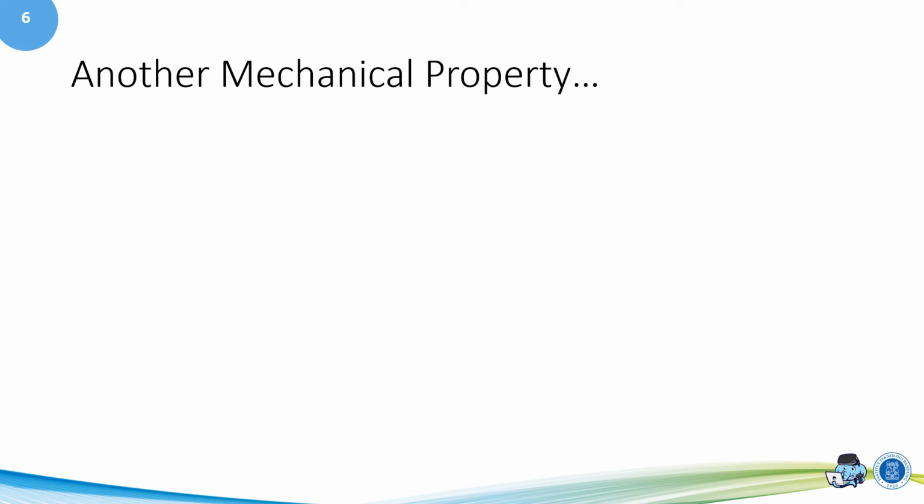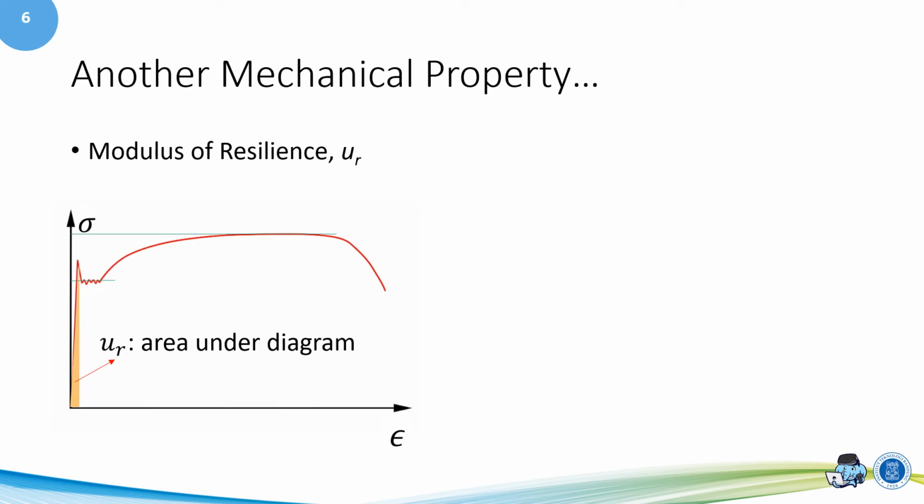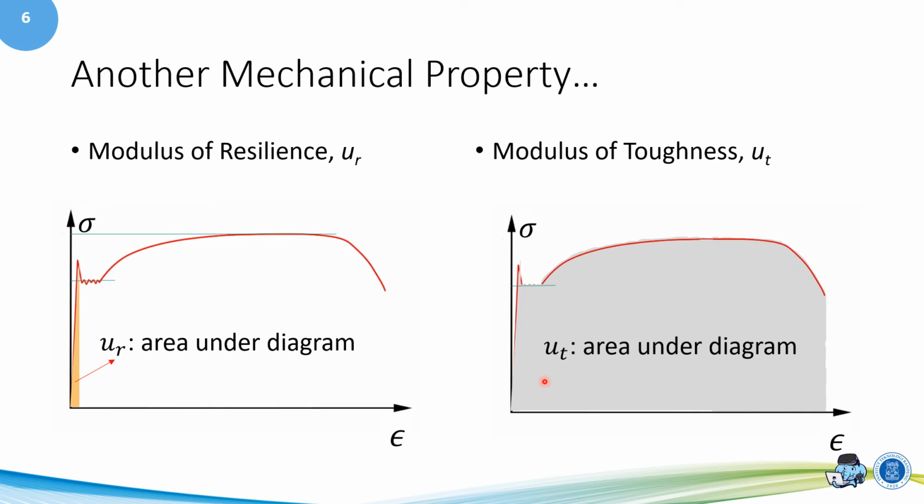Next is the modulus of resilience. The modulus of resilience is the energy that is absorbed by the material during the elastic region here, without permanently damaging the material. In the stress-strain diagram, the modulus of resilience is the area of the elastic region. Then there is the modulus of toughness. Modulus of toughness is the energy absorbed by the material from the start of the loading until the fracture. In the stress-strain diagram, the modulus of toughness is the entire area of the stress-strain diagram.